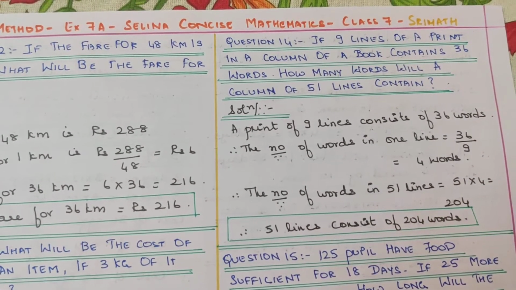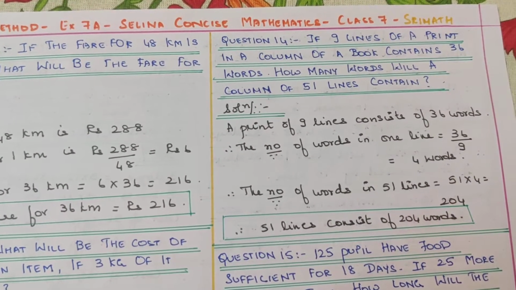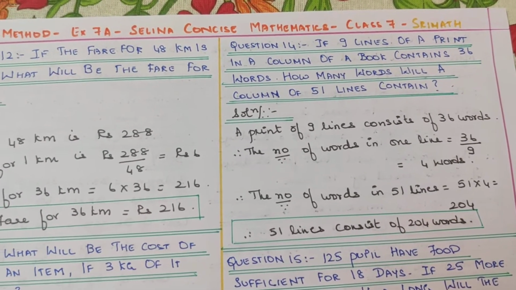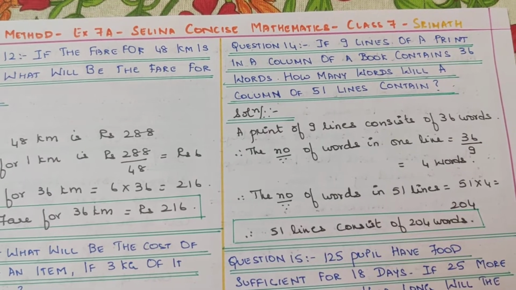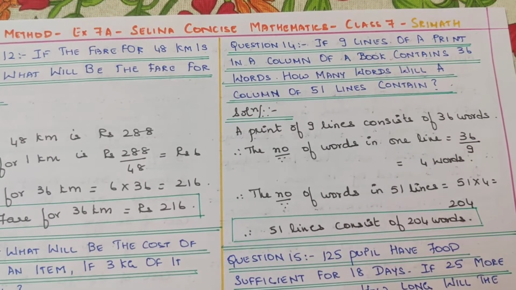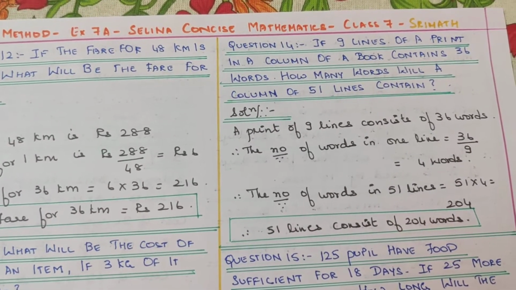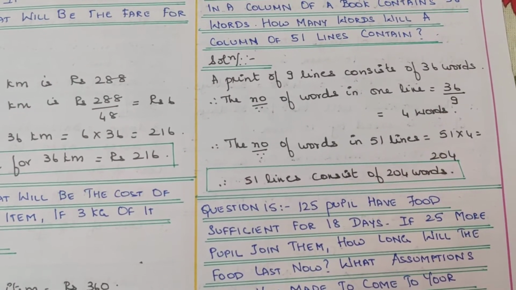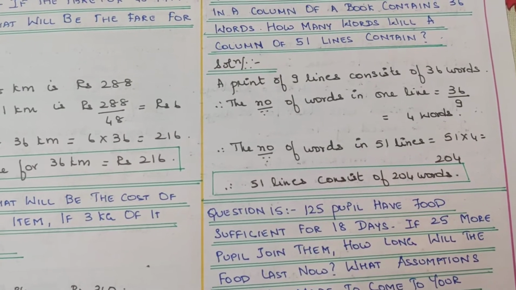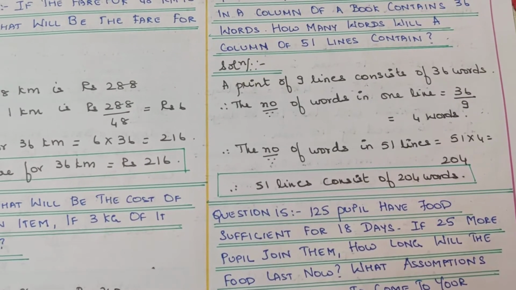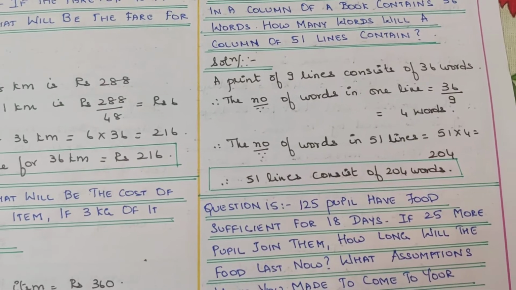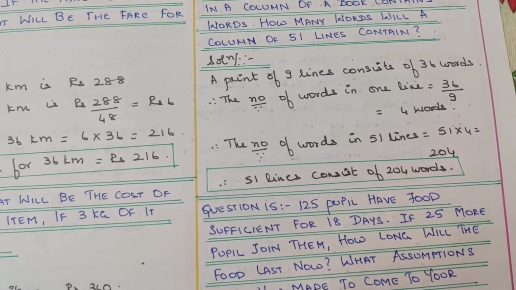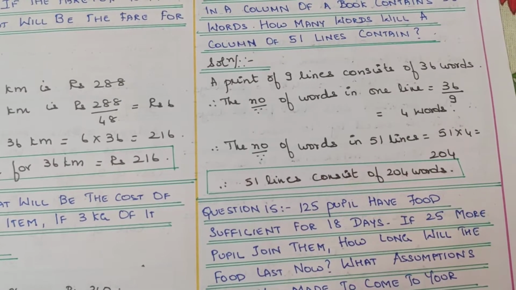If 9 lines of a print in a column of a book contains 36 words, how many words will a column of 51 lines contain? Again, simple. Find the words in one line and then you go ahead and multiply it with 51 and you will find the answer. A print of 9 lines consists of 36 words. Therefore, the number of words in one line is equal to 36 by 9. That is equal to 4 words. Therefore, the number of words in 51 lines is equal to 51 into 4. That is equal to 204. Therefore, 51 lines consists of 204 words.